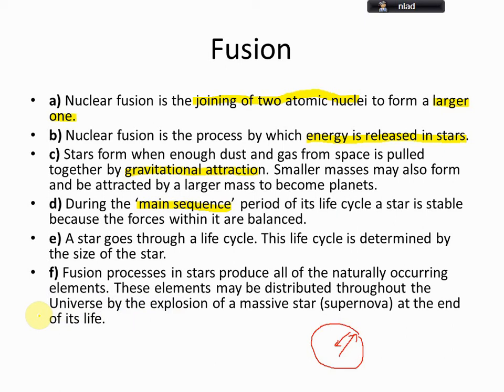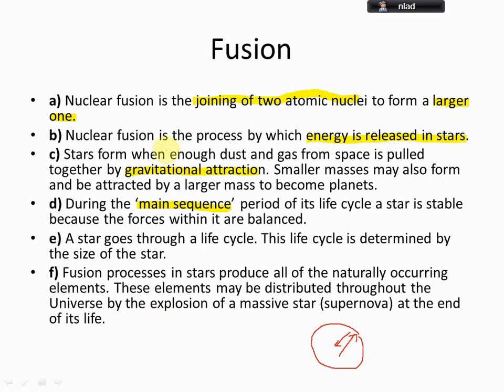The fusion process produces all of the naturally occurring elements in the universe, and they get distributed when one of these larger stars explodes in a supernova at the end of its life cycle. That distributes the elements across the universe. Those elements are dust and gas, essentially, that could come together to make another star.